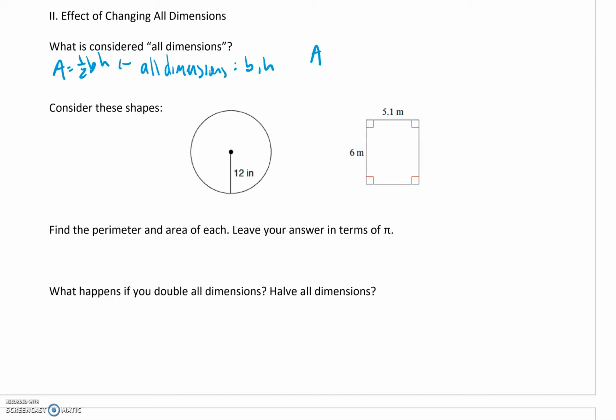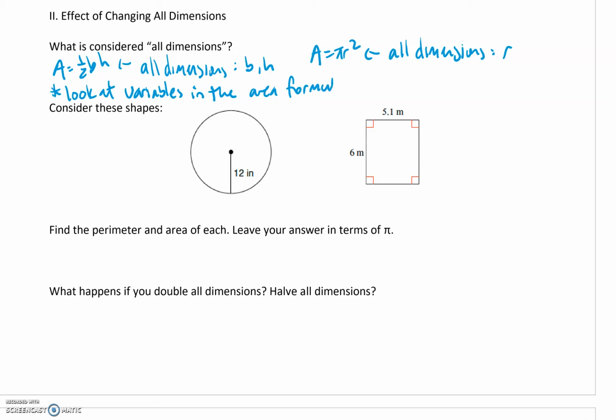Now, if you're thinking about the area of the circle, which is pi times radius squared, there's only one variable here. So all dimensions is just the radius. So there is only one dimension there. So if you change r, you change it all. So that's not changing one, it's changing all. So I would just say, look at the area formula for the variables. And that'll help you out, because remember, pi is a number, pi is not a variable, right? So in terms of the circle situation, r is the only dimension. So if you change one, by default, you change everything.